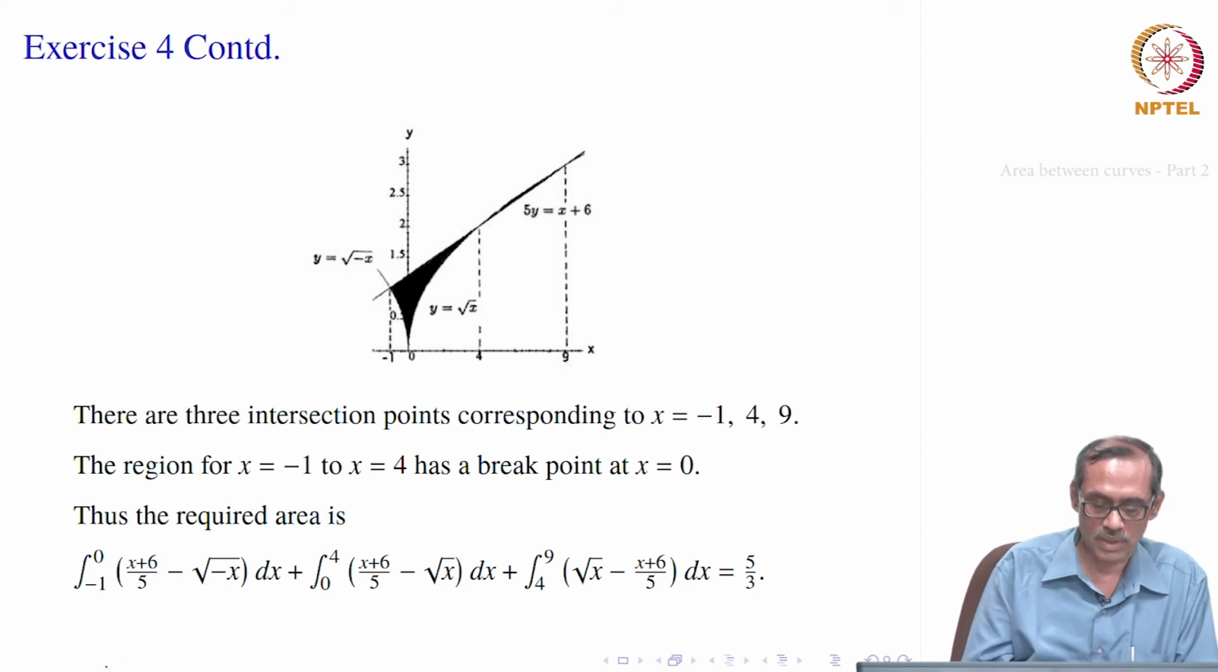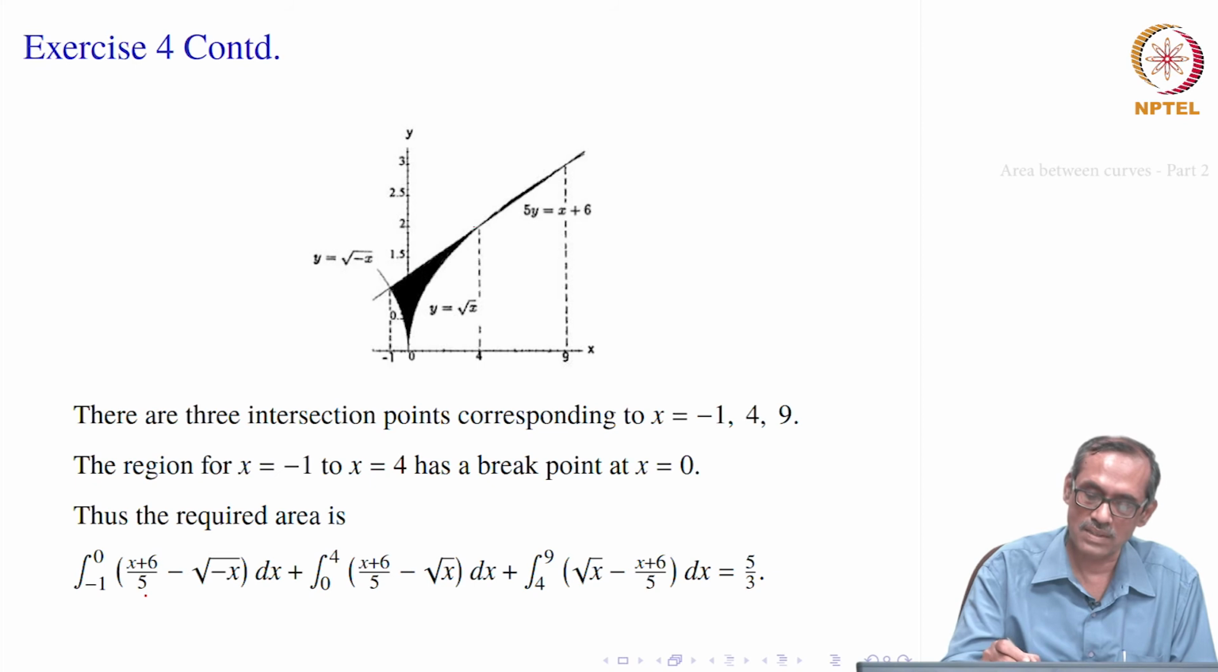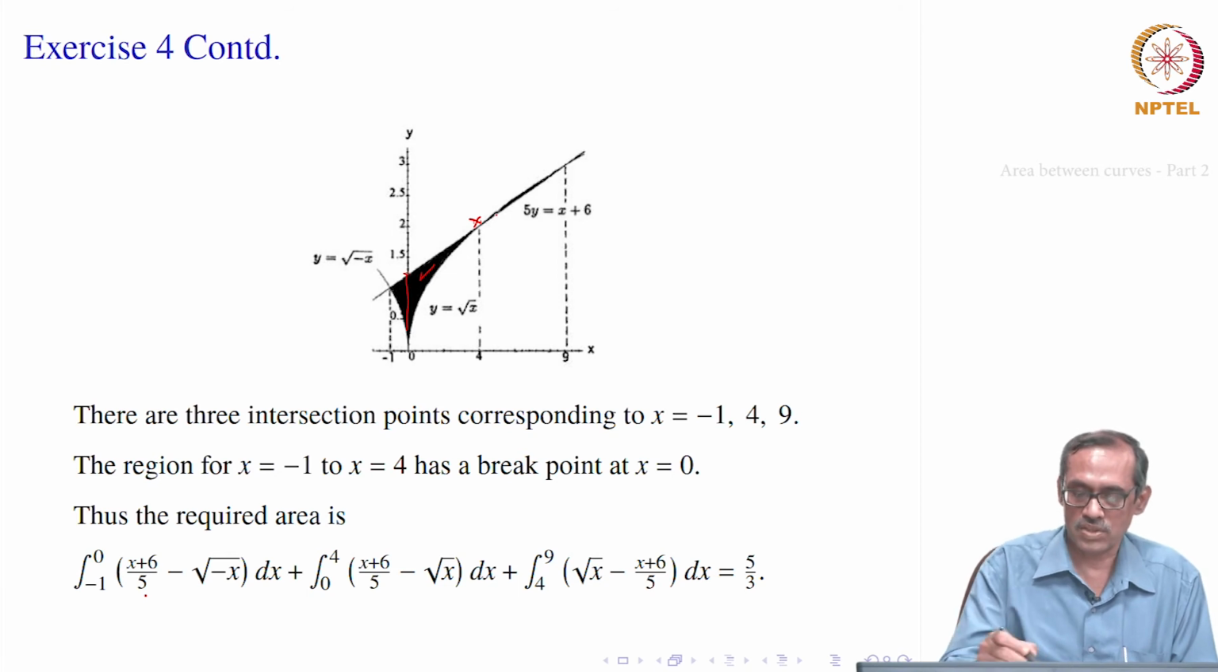Now, we break at 0 and write it as 3 integrals. One is from minus 1 to 0, where the line is 5y equal to x plus 6, or y equal to (x plus 6) by 5, minus square root of minus x. That is the curve there when x is less than or equal to 0. And for the other integral, we have again straight line as the top and y equal to root x in the bottom.